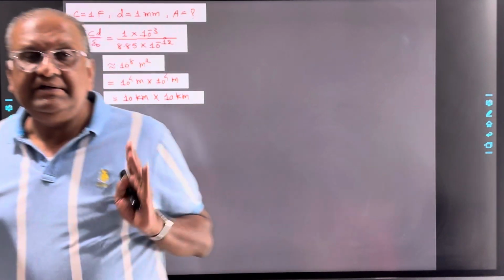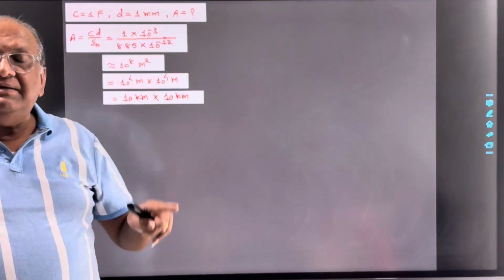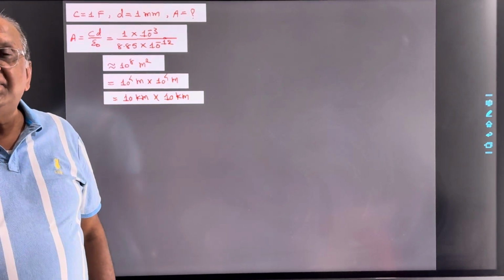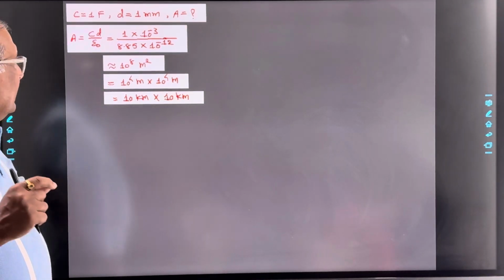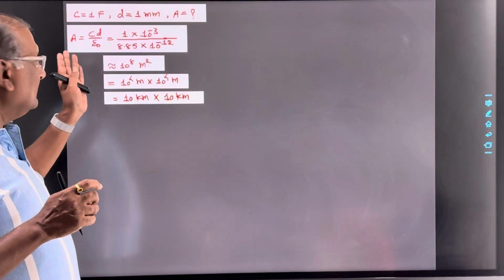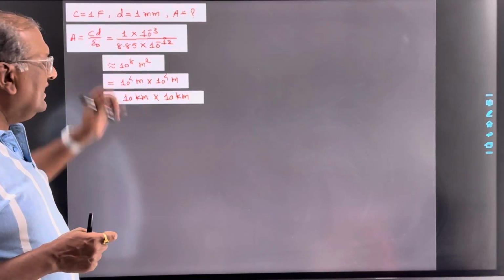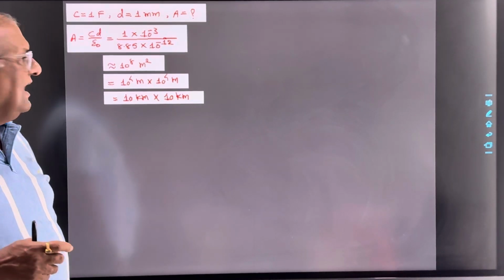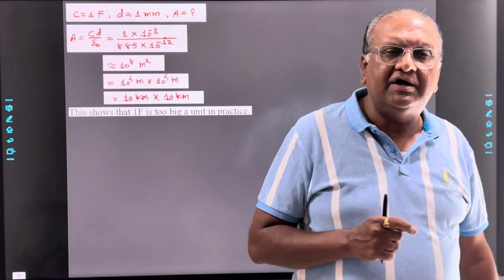Now imagine a conducting plate having dimension 10 kilometer by 10 kilometer. Then the capacitance of the capacitor that can be obtained is 1 farad. So this farad is a tremendously large unit. Okay, so it is too big a unit. Clear to all of you?